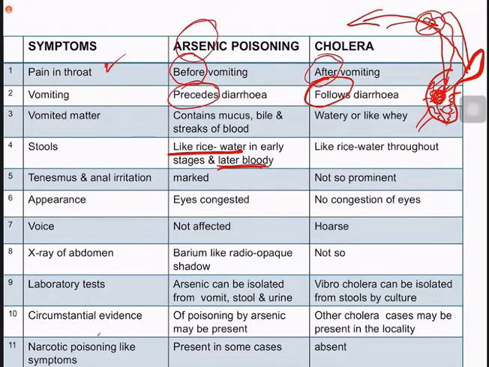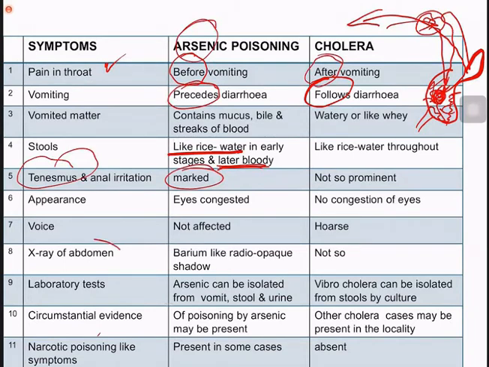Tenesmus is very marked in arsenic poisoning. Remember, I told you that tenesmus is a classic sign of lower GI irritation. Okay, something very poisonous or very irritant is there within the GI lining that's causing it to rapidly peristalse, and that is why it's producing this classic feeling that they have to go to poo. Okay. For cholera, it's not that prominent.